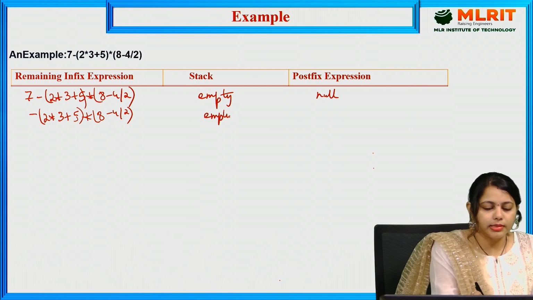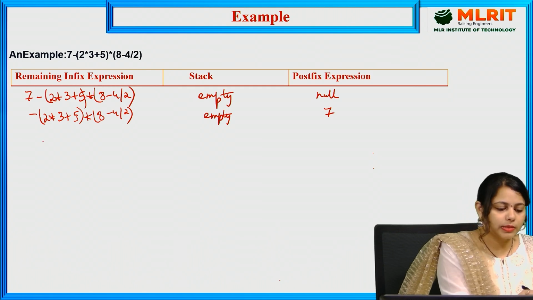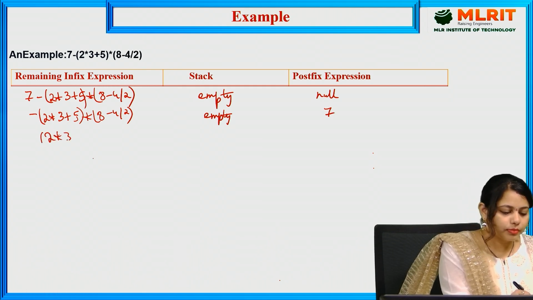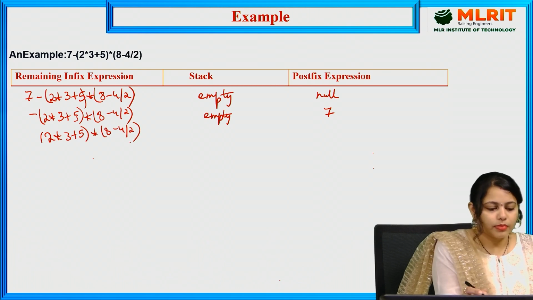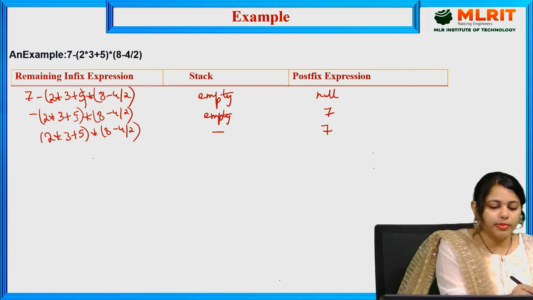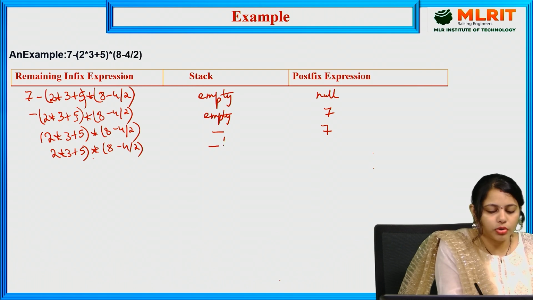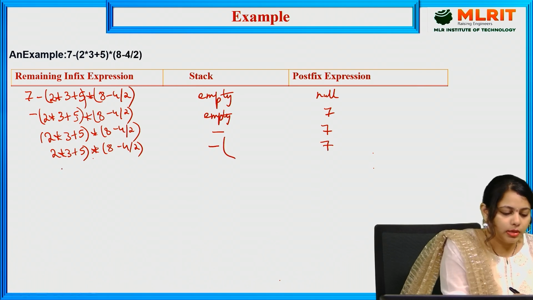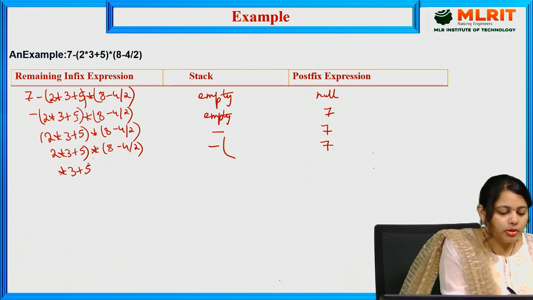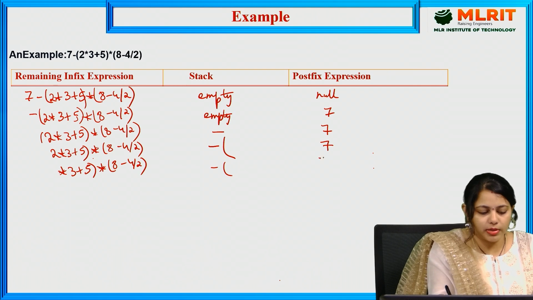Here in the second step, the stack is still empty, and the 7 has been printed in the postfix expression. Now the incoming symbol is an operator, so that has been pushed into the stack and 7 is printed as it is. The incoming symbol, again, is an open parenthesis, so that will be pushed onto the stack. The incoming symbol is an operand, so it is not pushed into the stack, it is printed in the postfix expression. We have 7 2.